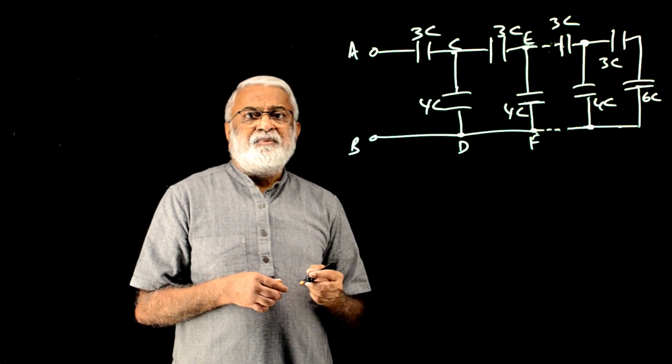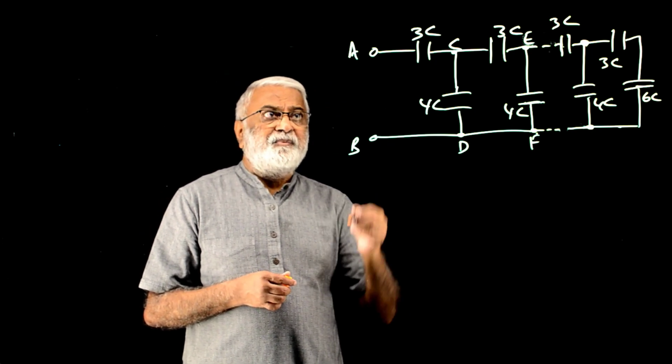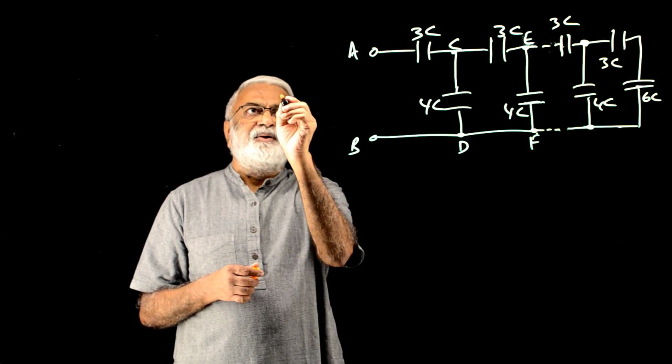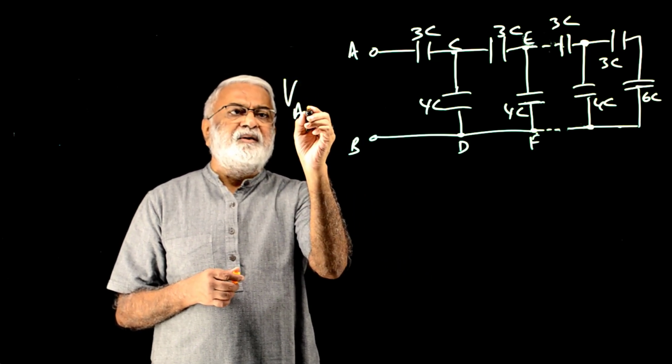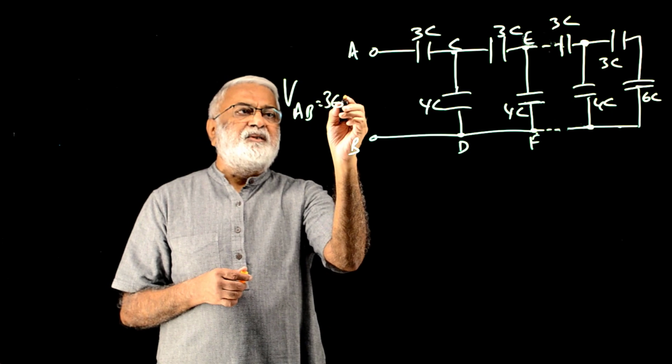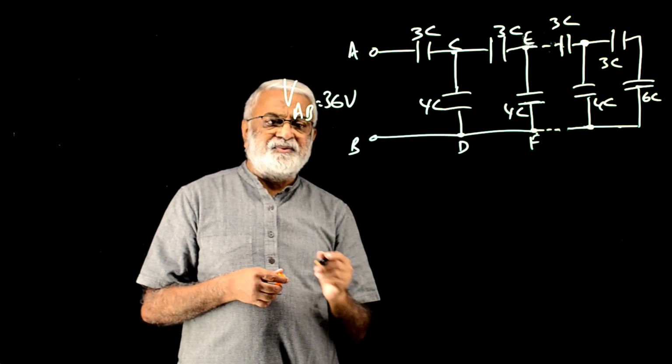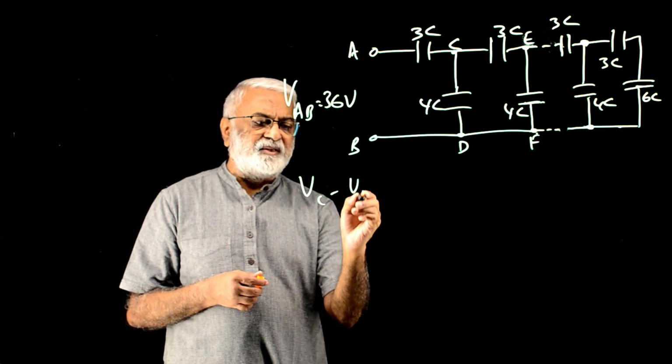Another question that somebody can ask you here is, if the potential difference between A and B is say 36 volt, if VAB is 36 volt, find the potential difference between, say, C and E, VC minus VE. What is VC minus VE?